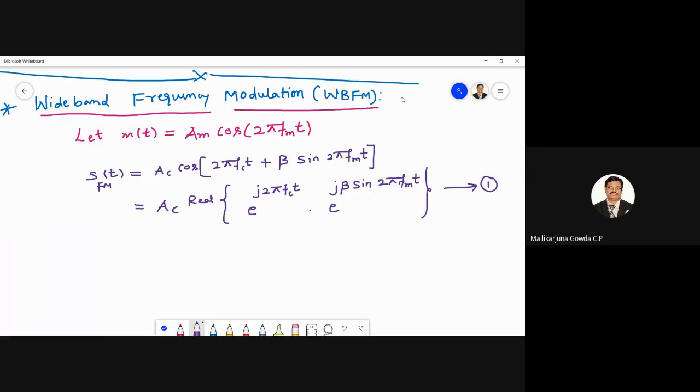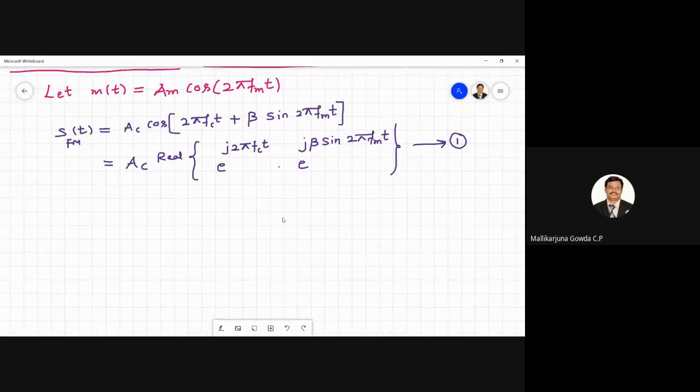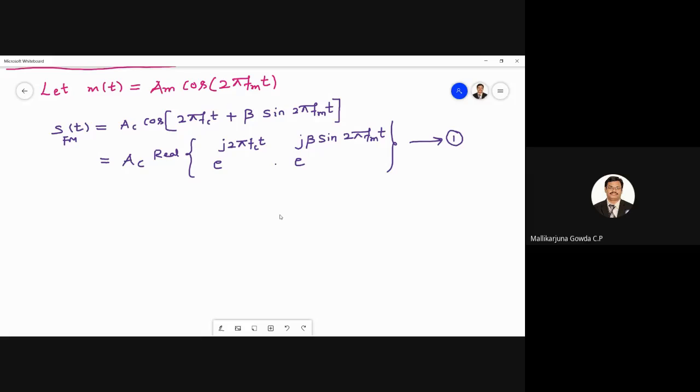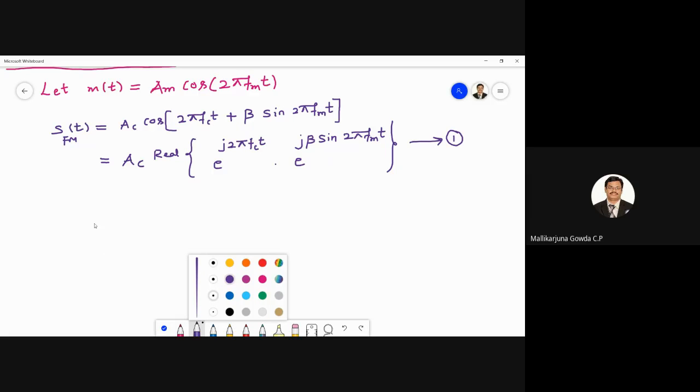So what is wideband FM? When beta is much greater than 1, we call that wideband FM. I'm expressing the FM equation in terms of the complex exponential form. Here the second term, e power j beta sine of 2 pi fm t, is a periodic signal with period equal to 1 by fm. So what is the second exponential term?